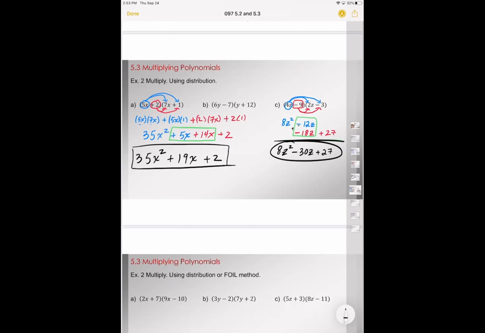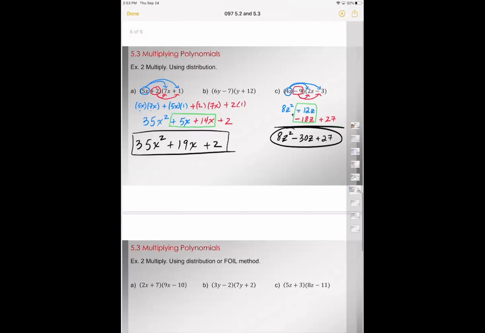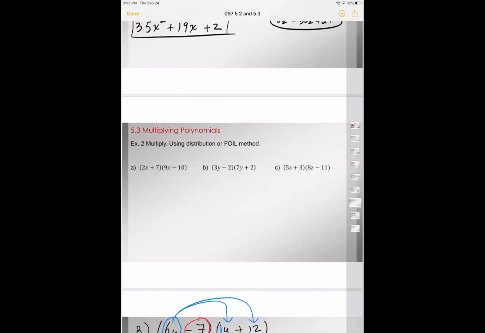Again, B is on the other page. So any question here with A or C? How to multiply a binomial times a binomial. And if you don't have a question, that's one way to do it. The other way the book tells you is the FOIL method.